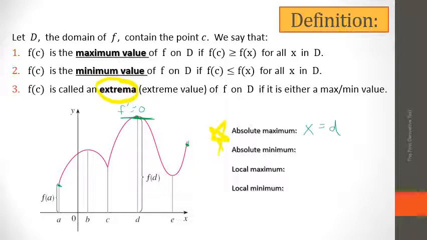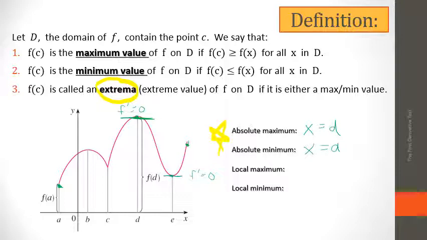Where does the absolute min occur? It looks like, even though this is a min here at E, notice that the slope here is 0. This over here at A looks like it's lower to me. So I would say x equals A is the absolute min of this graph.